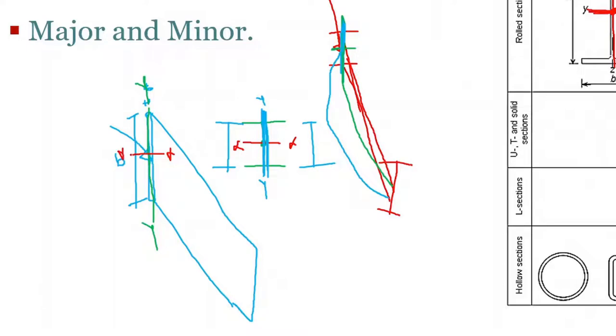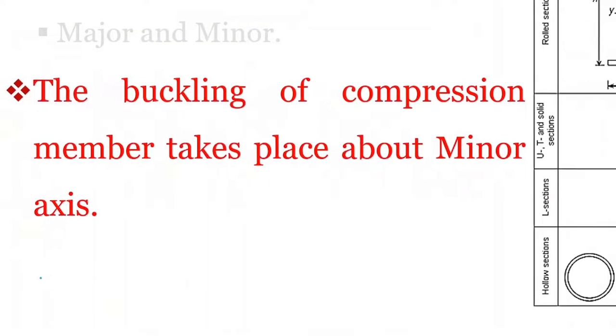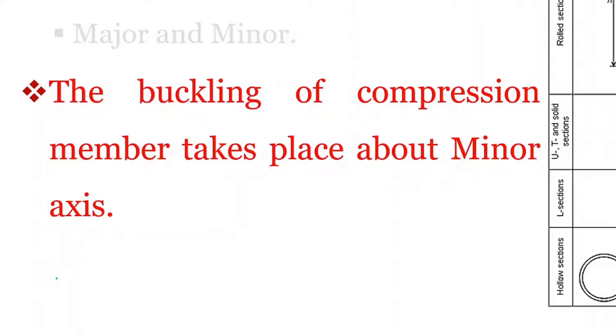Now, whether it bends along the XX axis in this direction or whether it will bend along the YY axis in this direction. In which axis does it bend? Yes, it is along YY. If you apply the load, then it bends like this. The buckling will happen only about the minor axis, not about the major axis. So the minor and major axis is directly related to the buckling axis of the column. The buckling of a compression member takes place about the minor axis.